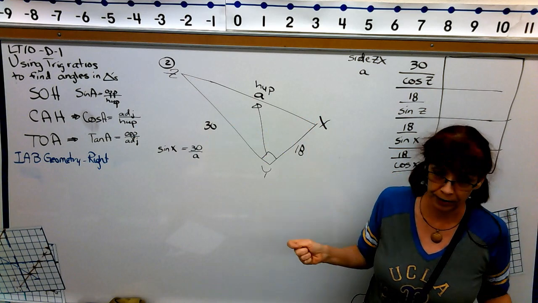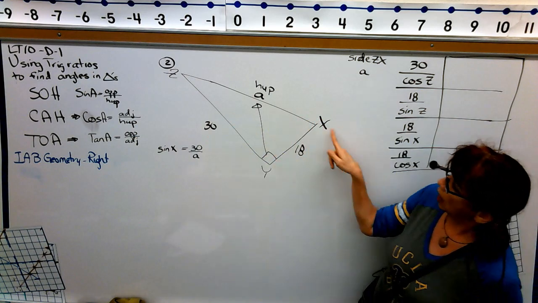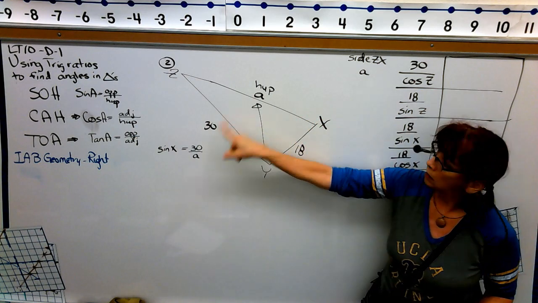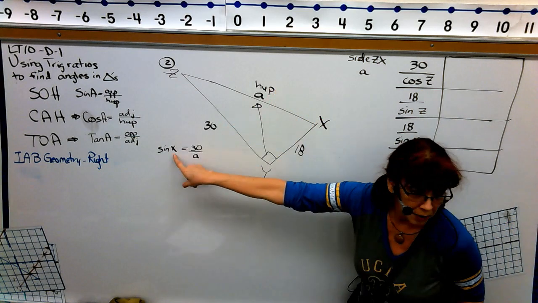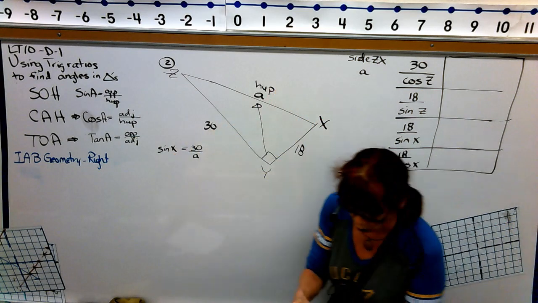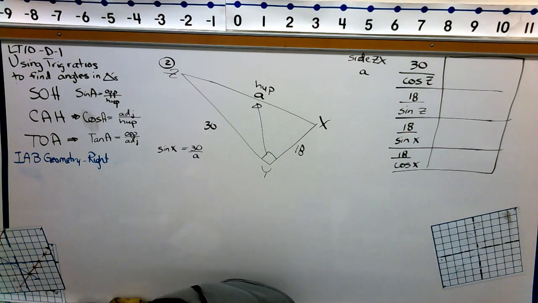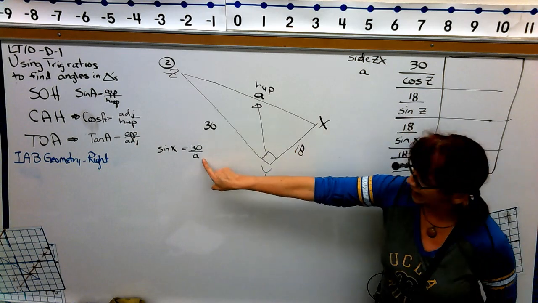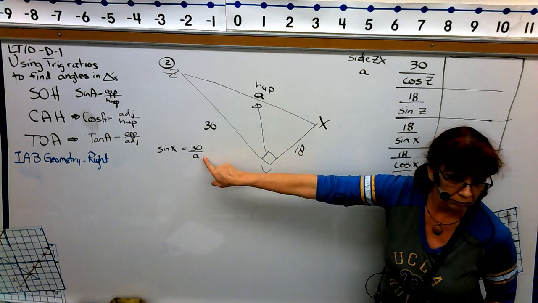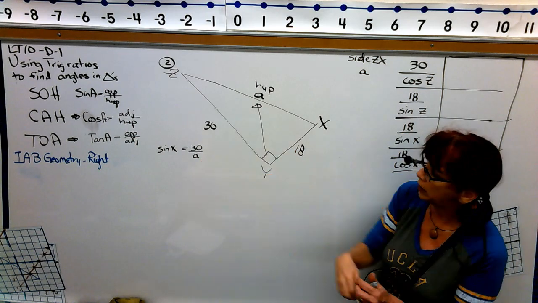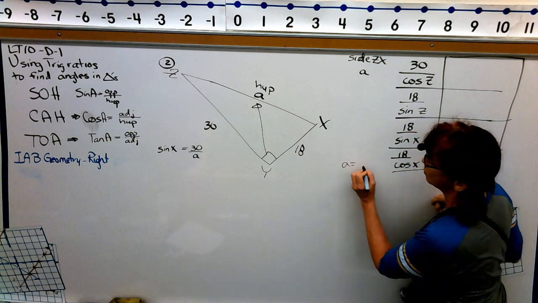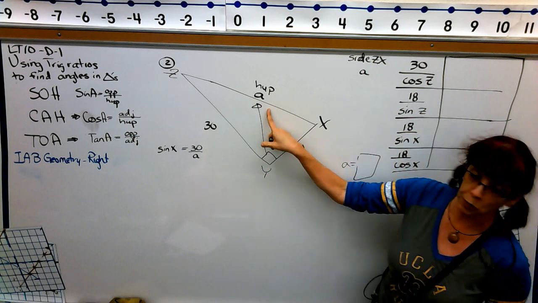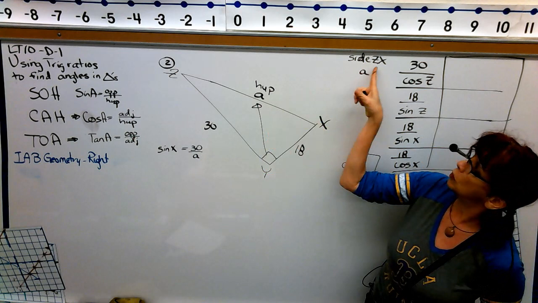Anyway, opposite, right? Hypotenuse. That's where I said the sine of X is opposite over hypotenuse. So to solve for A, I've got to get A out of the denominator. See how A is in the denominator? And I want A equals something, right? Because we're supposed to be solving for A, also known as side ZX. I'm going to multiply both sides by A.